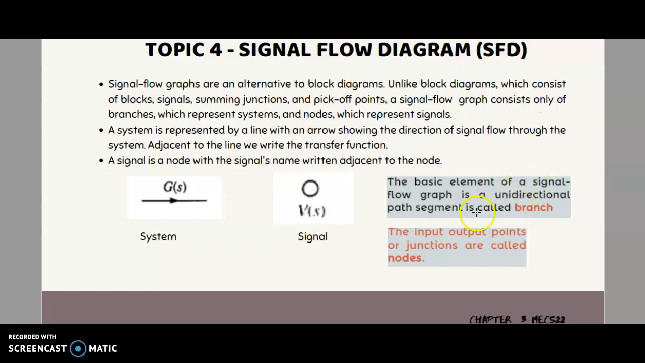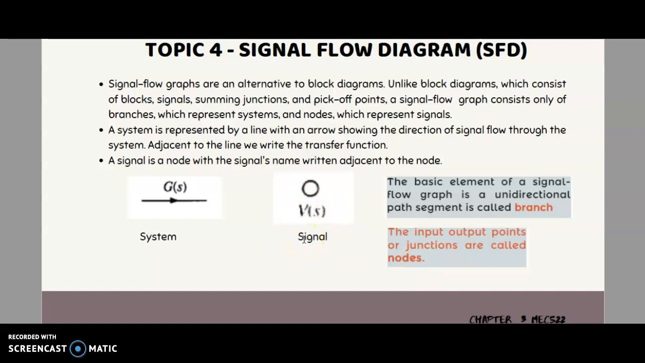Branch is the meaning of the branch. So you can see here, the basic element of a signal flow graph is a unidirectional path, which we call a branch. Something like this. There is a system and then the other direction. And the second one is a node. A node is an input, output point or junction.